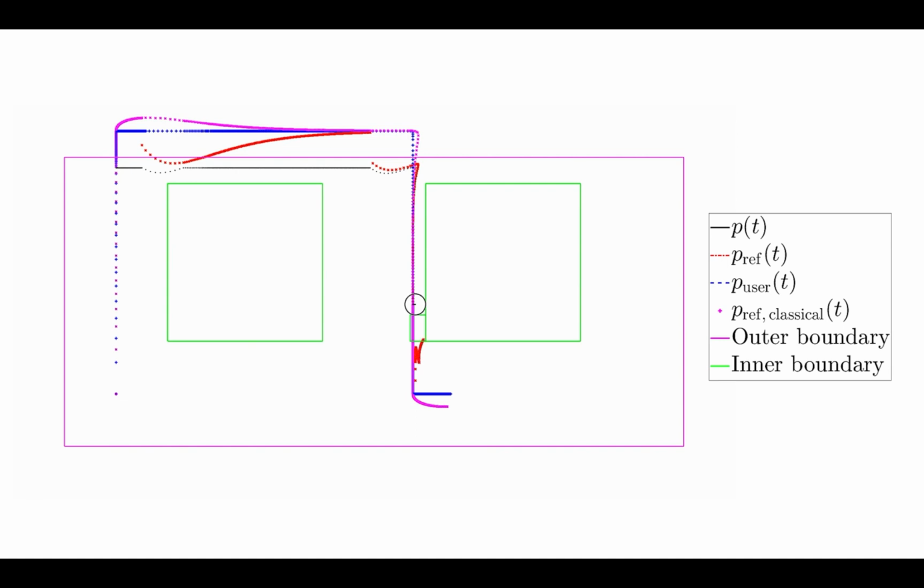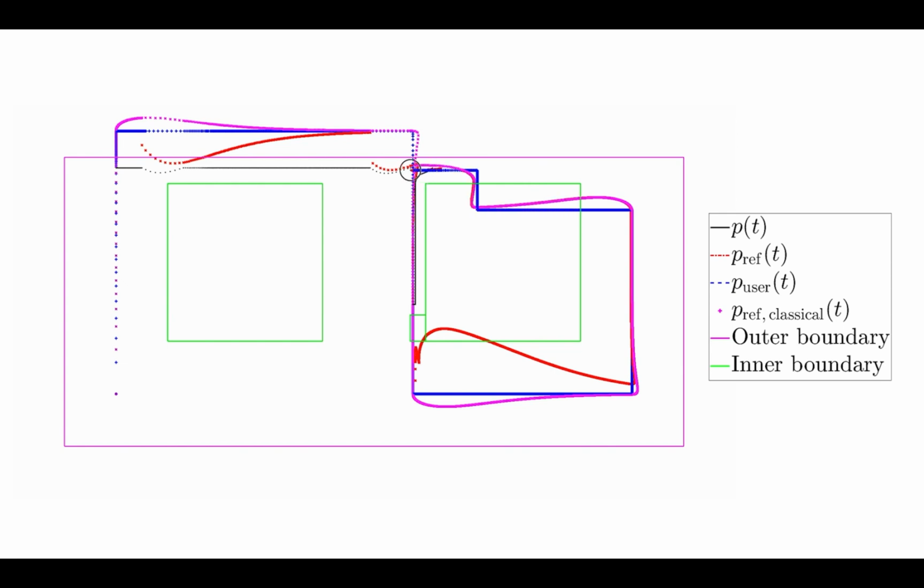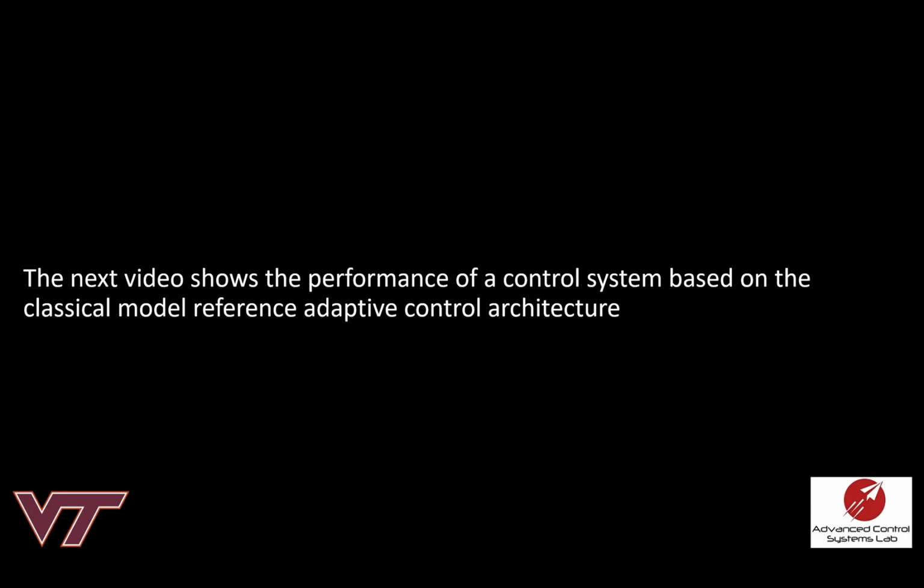The solid black line represents the actual trajectory of the disk. The dotted red line represents the reference trajectory of the hybrid system. The dotted pink line represents the reference trajectory given out by the classical MRAC system. While finally, the dotted blue line represents the unfeasible user-defined trajectory. The next video shows the performance of a control system based on the classical model reference adaptive control architecture.